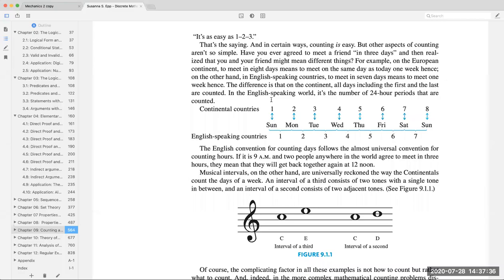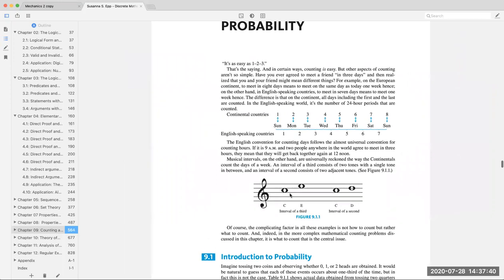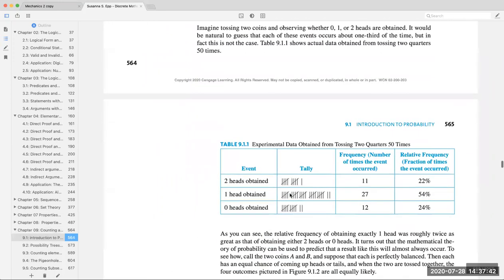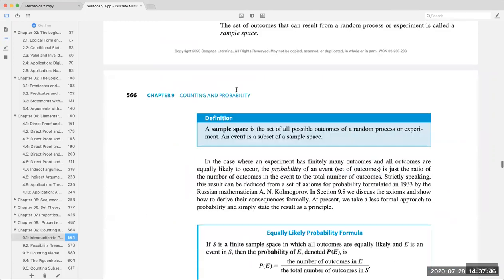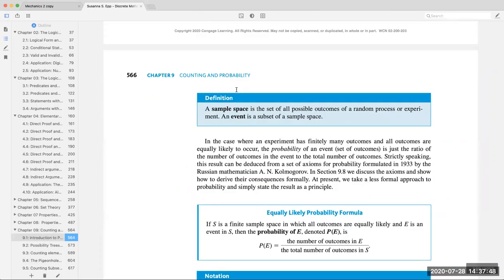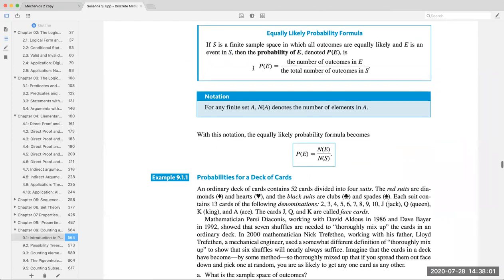So chapter 9 is about counting and probability. Although you may have learned a little bit about probability, maybe we can skip this part. This is junior form mathematics. A sample space is a set of all possible outcomes, okay? An event is just a subset of the sample space. So you know the definition of probability, that's it.